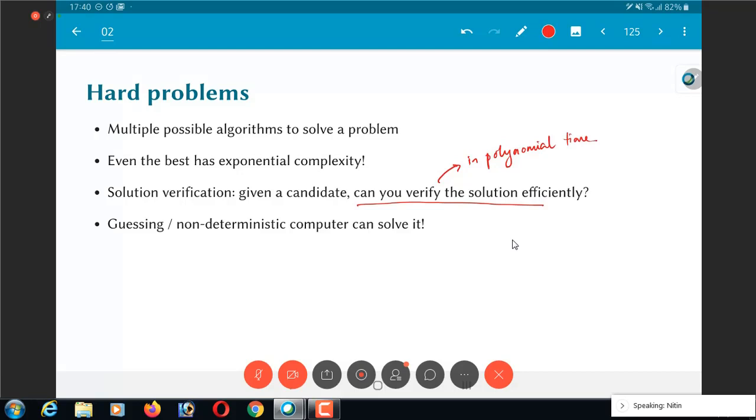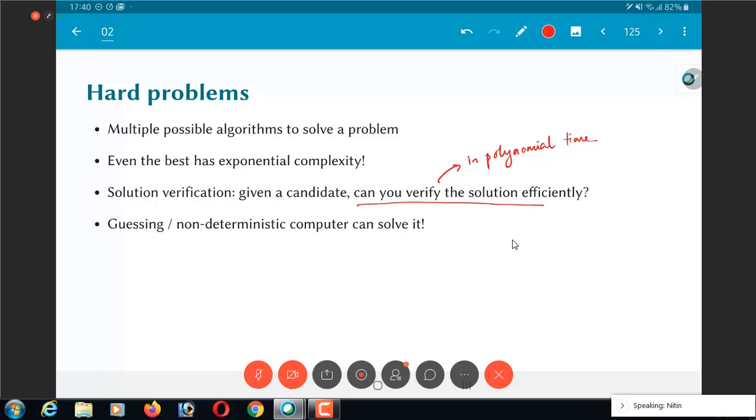Similarly, for the graph coloring problem, for example, if I was to say that, look, this is a possible coloring of the graph, all that you have to do is look at all the edges and check whether there is a violation of the graph coloring constraint. Any two vertices that are joined by an edge should not have the same color. That is just proportional to the number of edges. I need to look at each edge once and tell whether or not there is a violation on it.